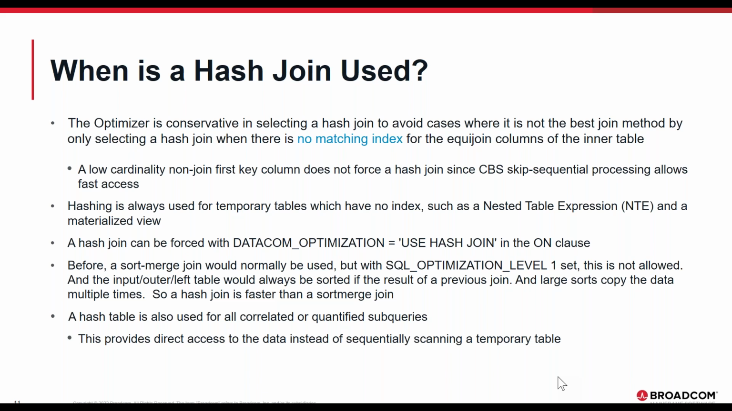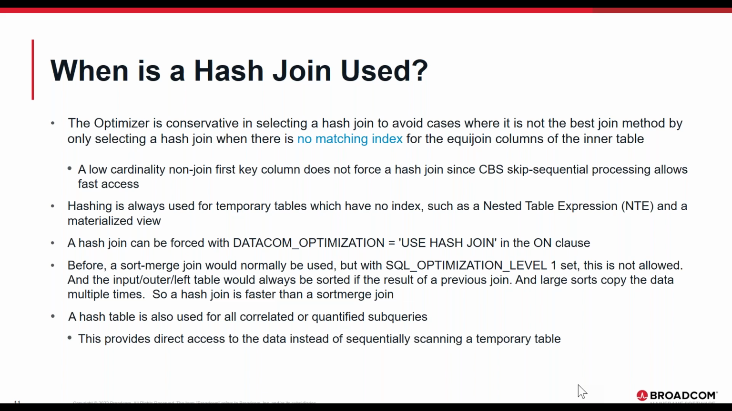So we didn't want the optimizer to select a hash join when it wasn't the fastest, so we're sort of conservative there, meaning that there are going to be cases where even if you did have a matching index, it would still be faster. And so there's a way for you to use this Datacom optimization equals use hash join in the on clause to force a hash join. And likewise, if the nested loop happens to be faster for particular cases, you can say use nested loop join to force that as well. So you have the override capability.